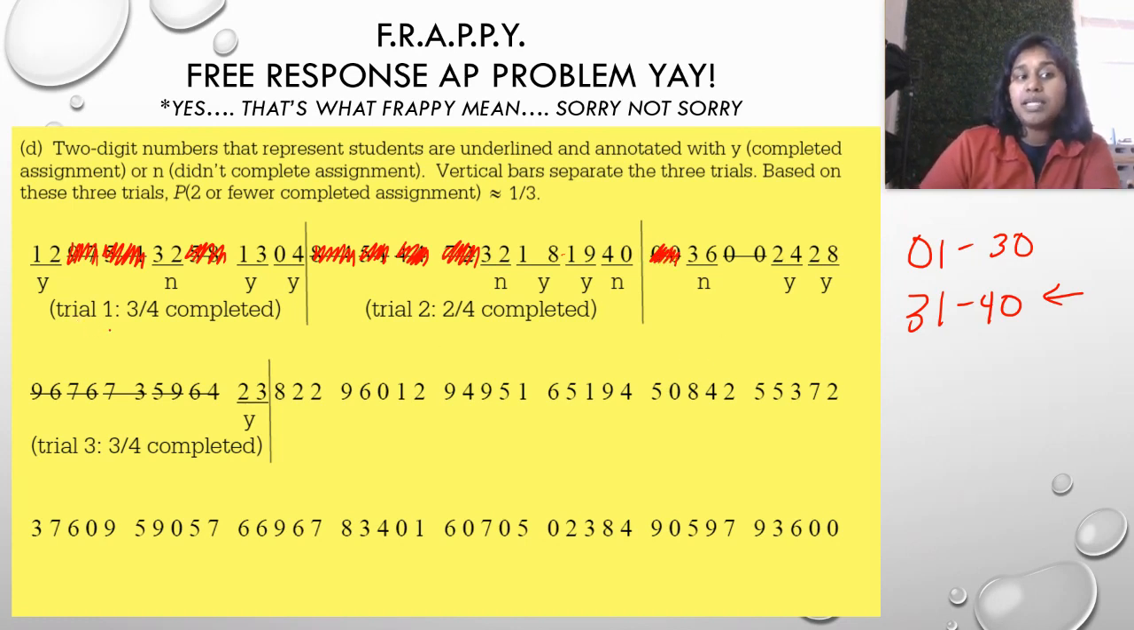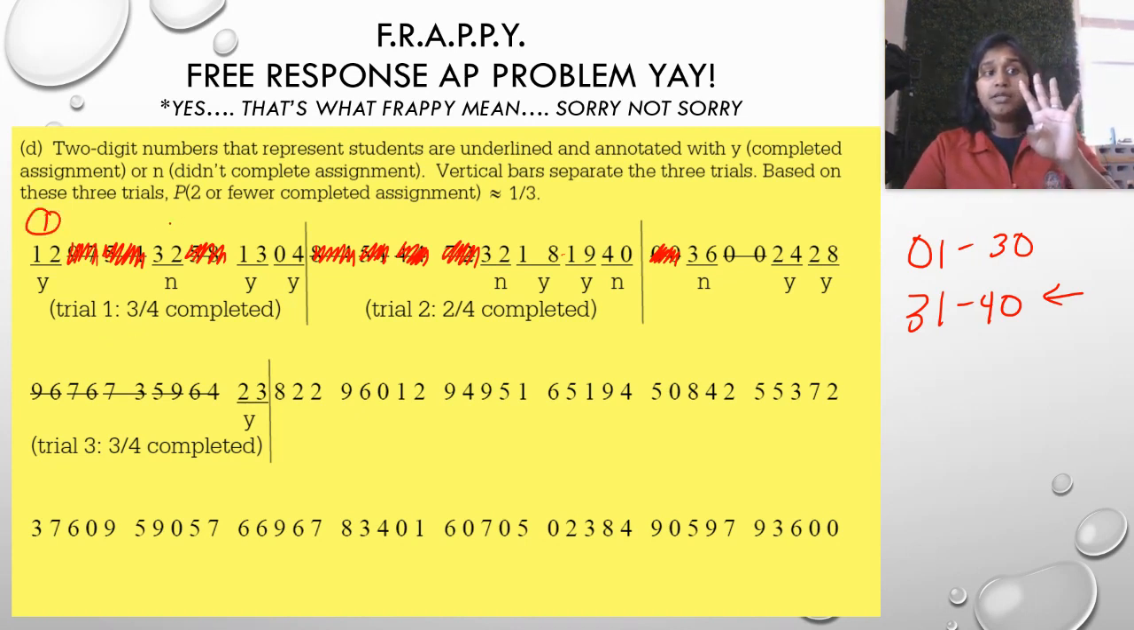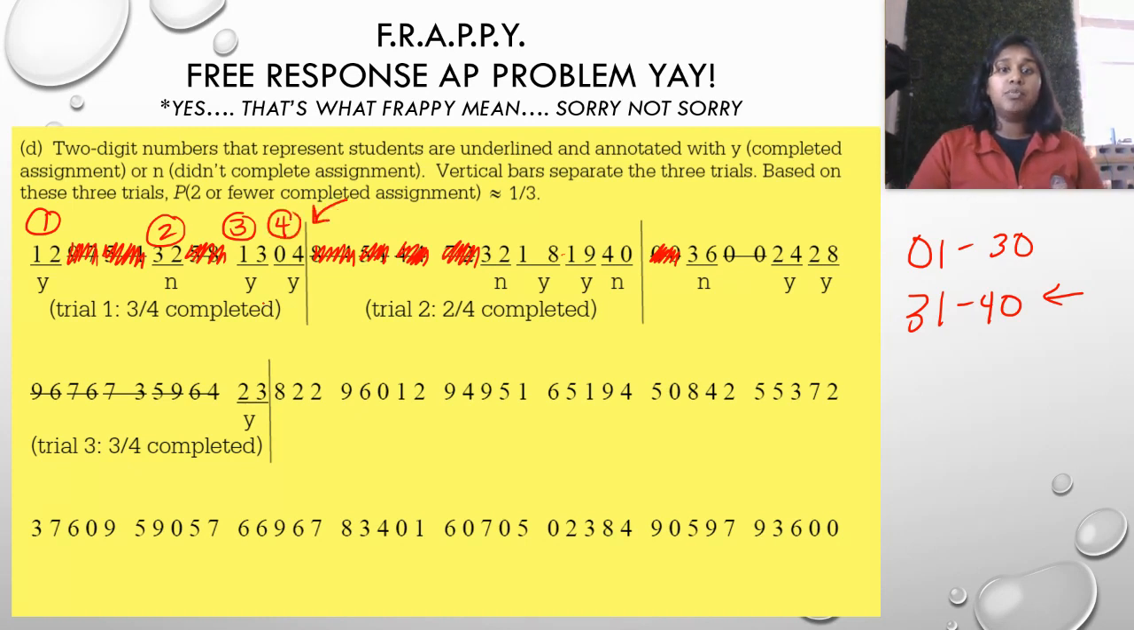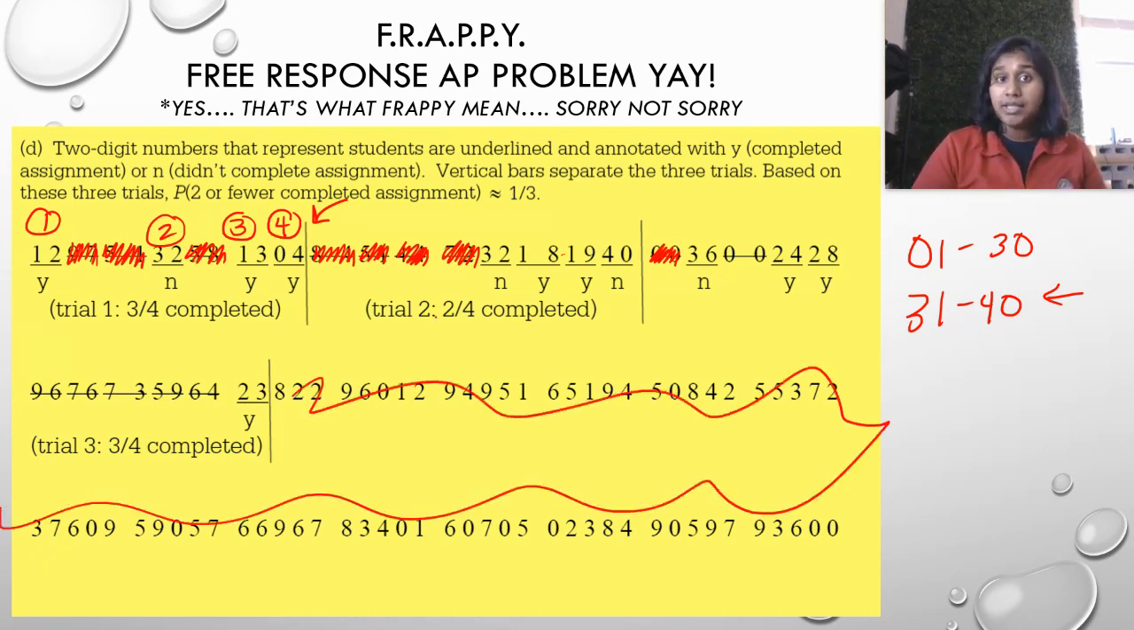How do I know I've completed a trial? Well, remember, we're selecting 4 students. So here's student 1, 2, 3, 4. So we put a giant vertical bar to separate the trial. Student 1, 2, 3, vertical bar. Student 1, 2, 3, vertical bar. So there's my completed. I don't need the rest of this because the question didn't ask me for the rest of that.